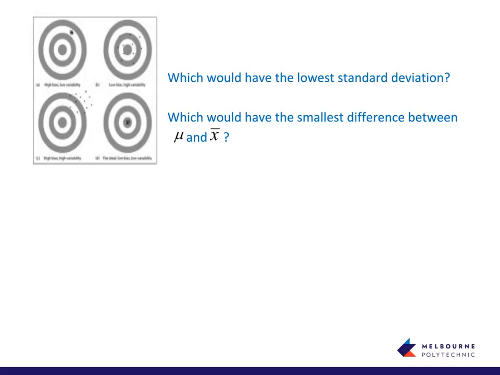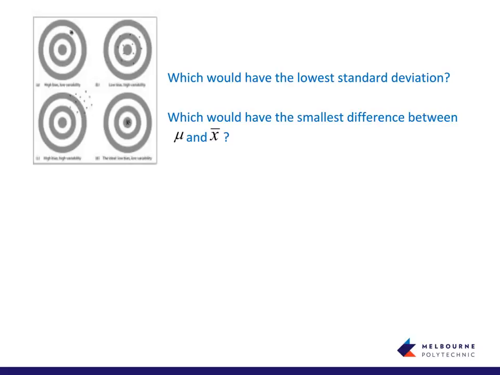So following on from my discussion in the previous slide, the question would be, if these were data points rather than darts, which of these would have the lowest standard deviation? So which one would have the lowest amount of spread? And as discussed before, that would be the top left and the bottom right. The numbers are closest together, so the average difference between each data point and the mean would be lowest.